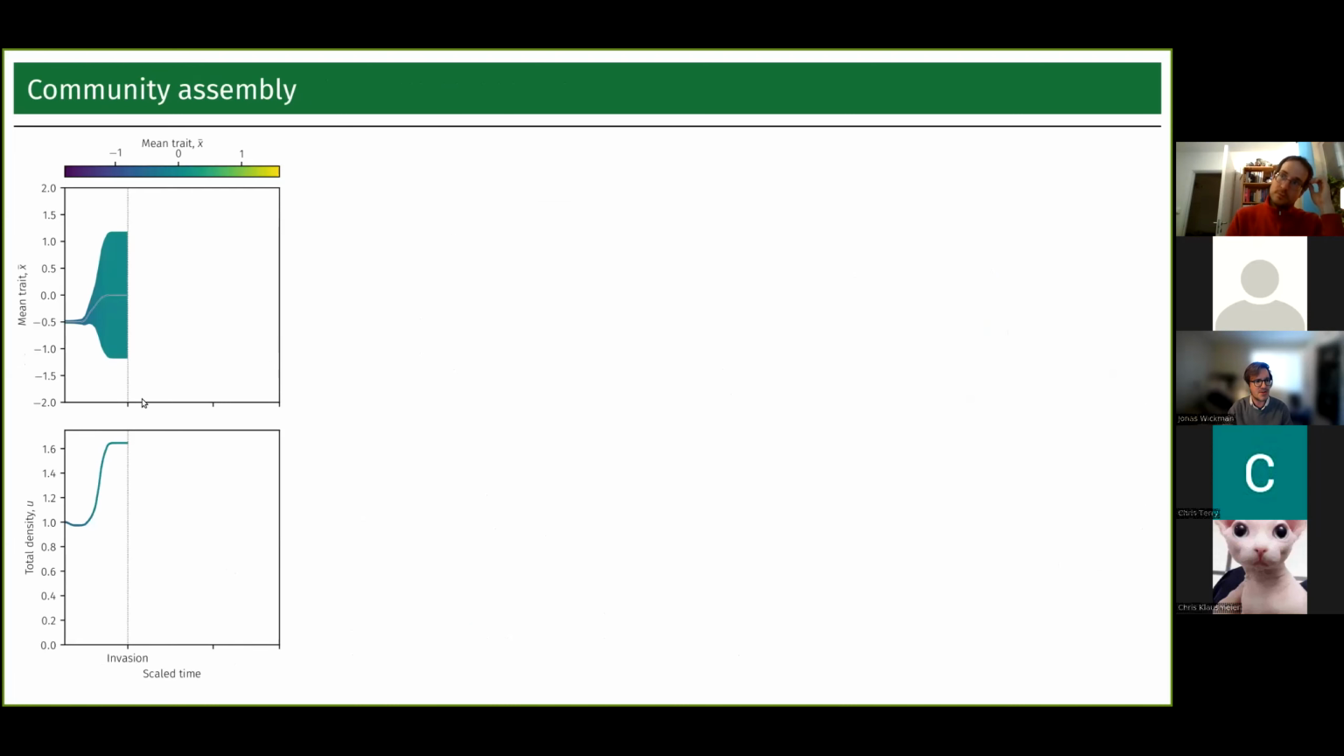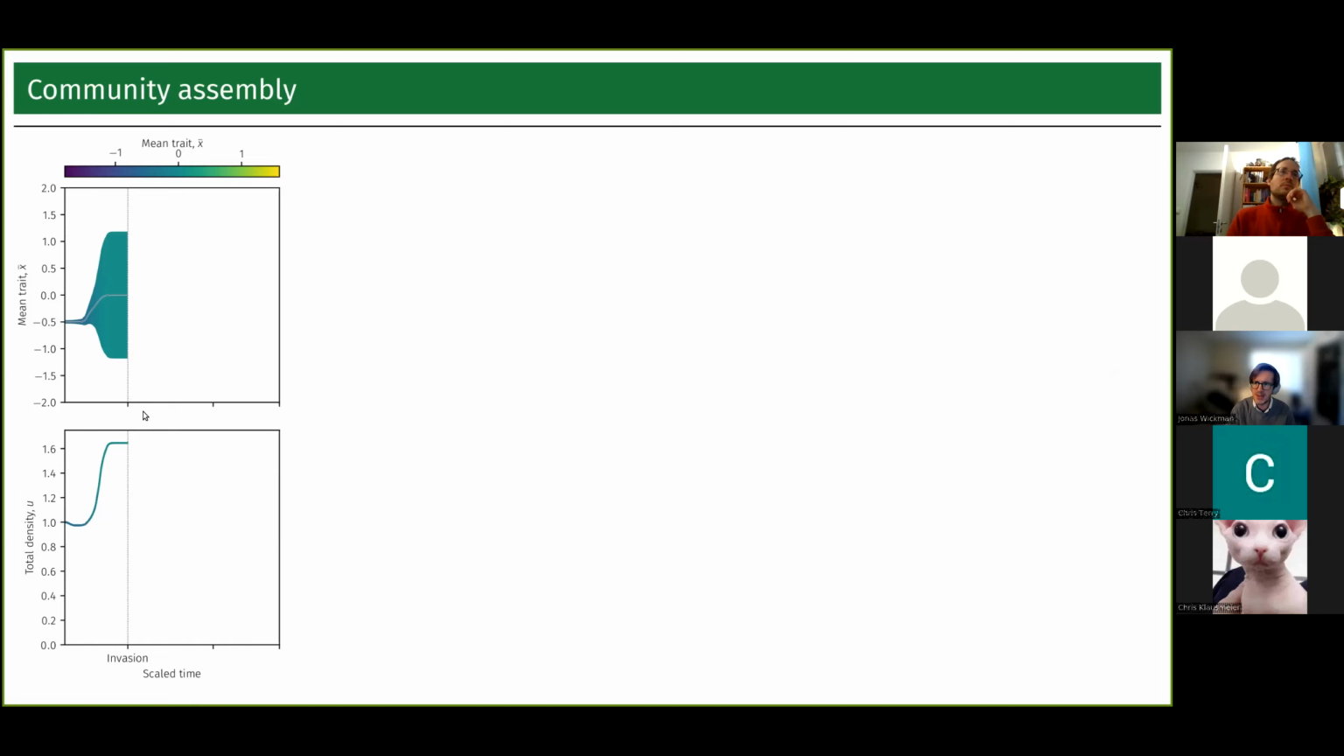So we start here with a mean trait of minus 0.5. And because the optimal trait is 0, over time, the trait depicted by this line here evolves to become closer to 0. And the shaded area here is one standard deviation, standing in for the variance. And the density increases a little bit over time. And then the question is, once we've reached this equilibrium here, is this stable to the addition of further species?